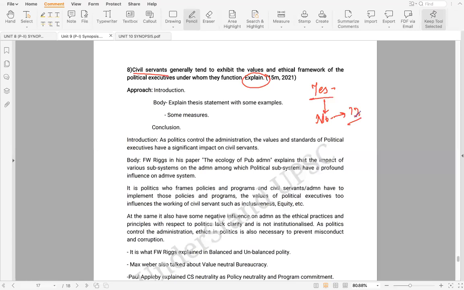By ensuring political and value neutrality, and how you will ensure such neutrality is what the main demand of the question is. I'll repeat the question for you. Civil servants generally tend to exhibit the values and ethical framework of the political executives under whom they function. Explain. Right?